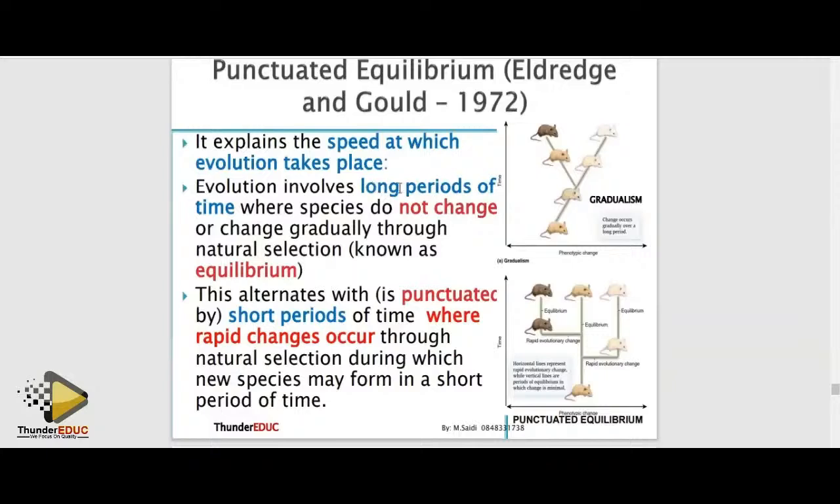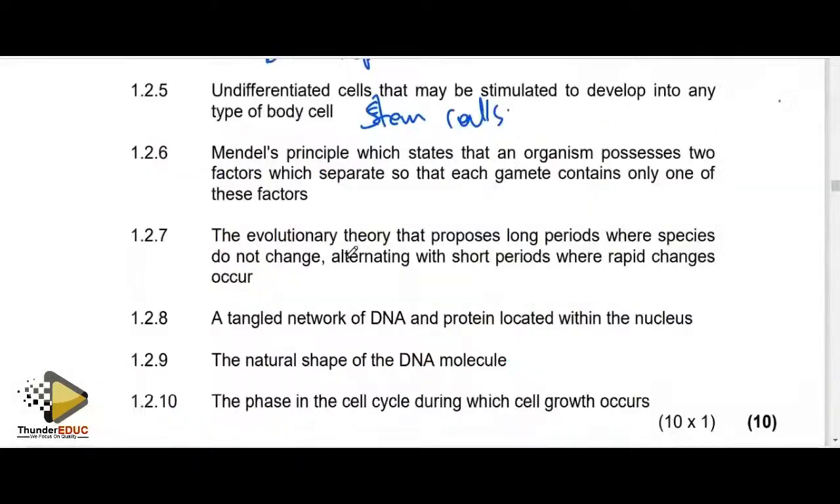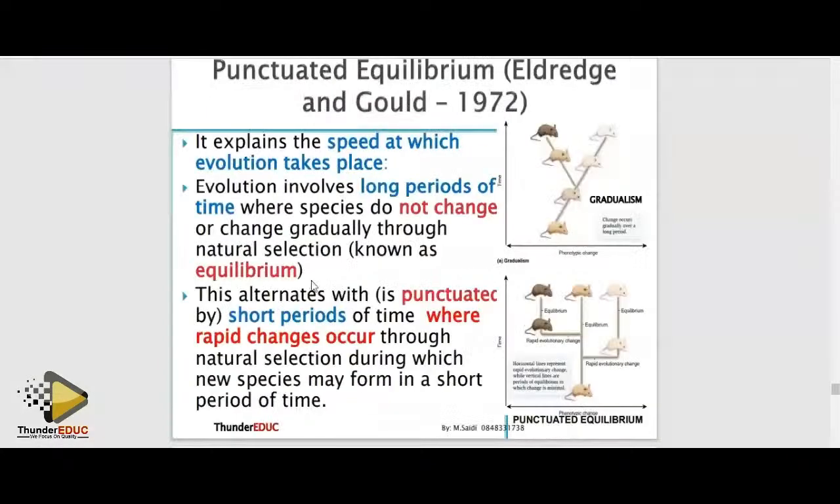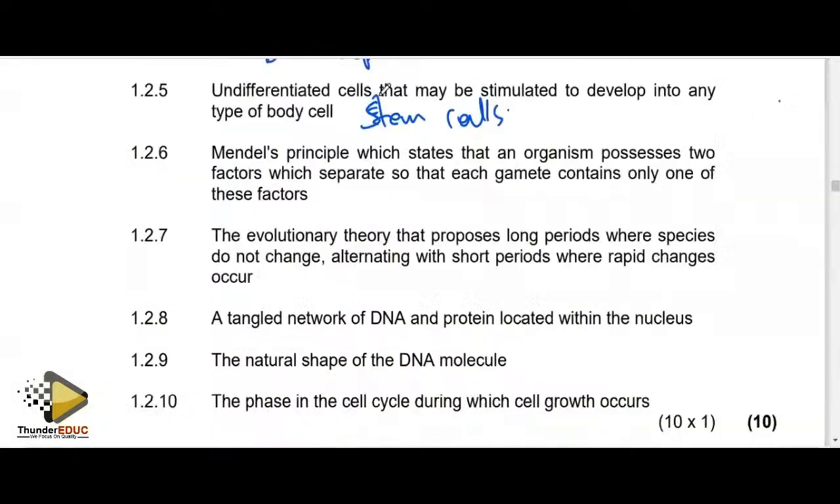There is a long period of time where the species don't change, and it alternates with short periods of time where the species is changing. So basically, long periods of no change, and then short periods of species changing. If we come back to our question, they're saying the theory proposes long periods of species not changing alternating with short periods where the species is changing. So basically, that is the answer. This is also answered by the book.